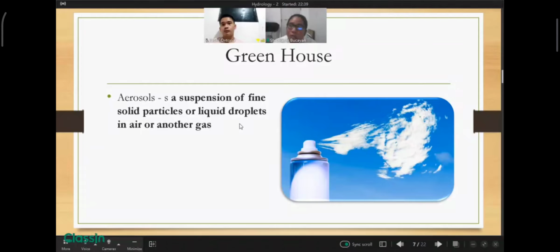So you remember the fire in Indonesia? That is one example of aerosol. Because there was haze in the clouds for, I think, one week or so.